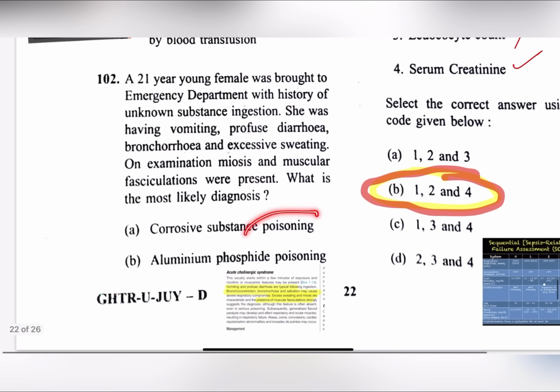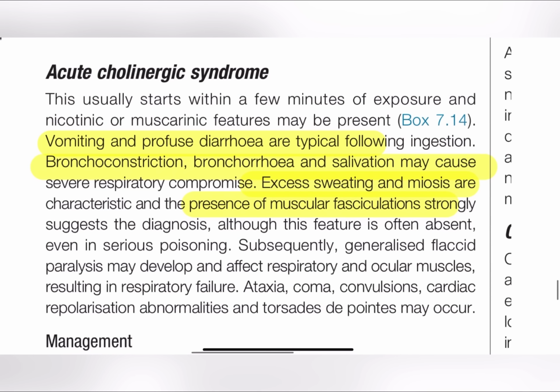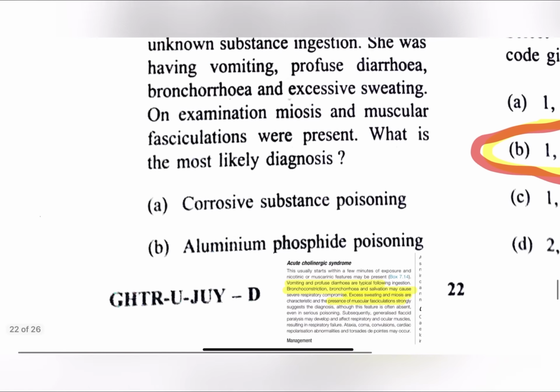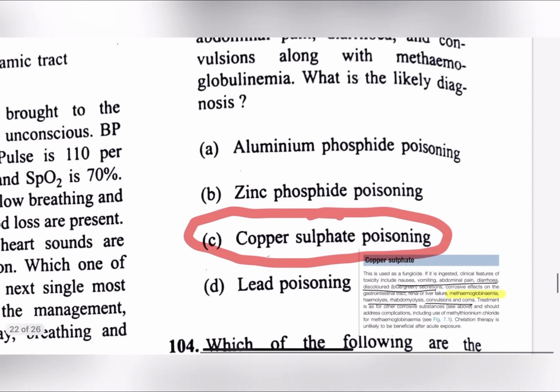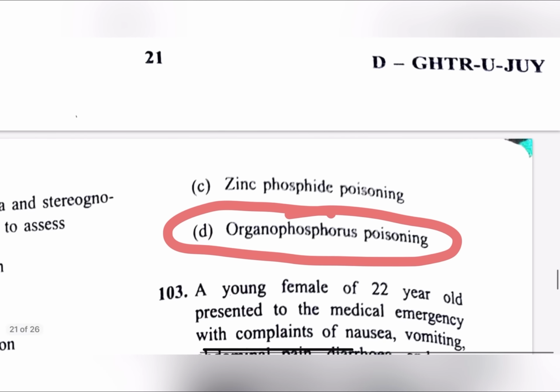Next is they are talking about poisoning. In poisoning they are giving some clinical features and you have to diagnose which poisoning they are. So they have vomiting, profuse diarrhea, bronchoconstriction, salivation, excessive sweating and miosis, and presence of muscular fasciculation. So the answer for this question is organophosphorus poisoning.